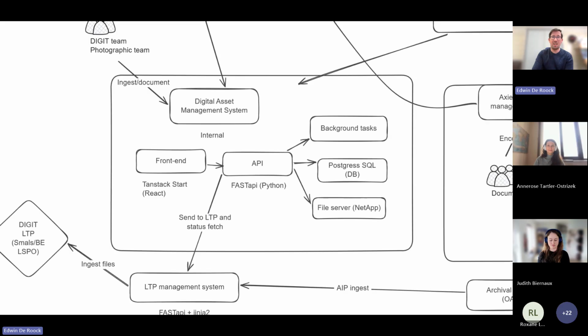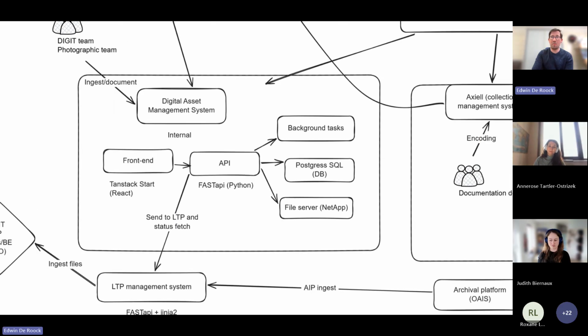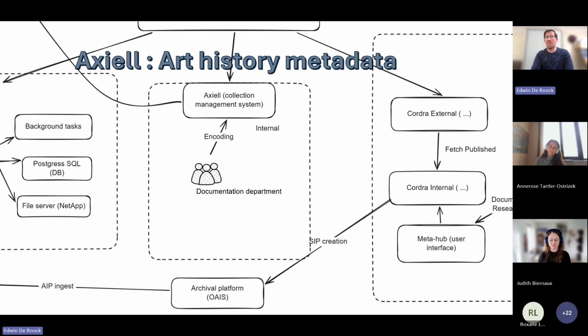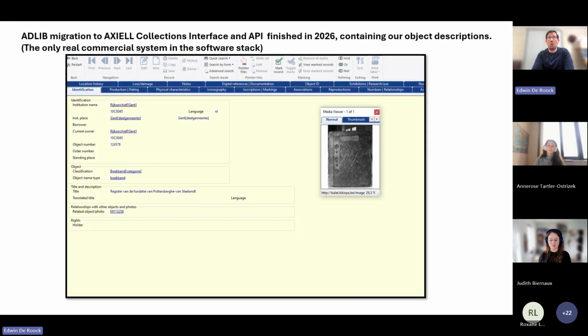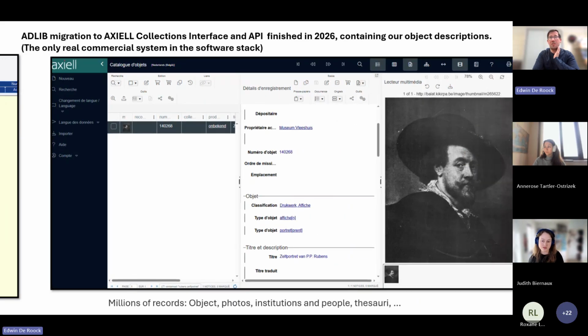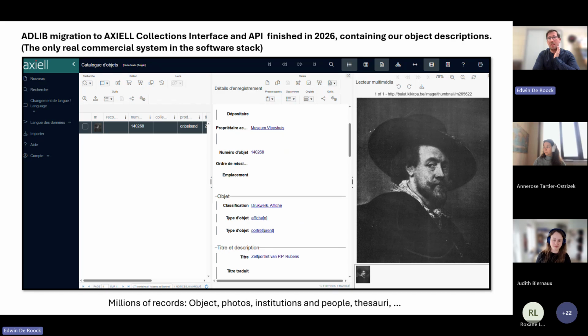Then there's the system that was already being used by the old Ballad, which was Adlib, which has now migrated to Axiell. This is the old Adlib, and the migration just finished in 2026. This is the system that contains our object descriptions, and now it migrated to a new version as well, front end as well as the API migrated to a new version.